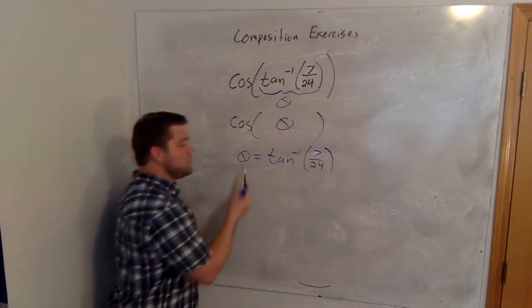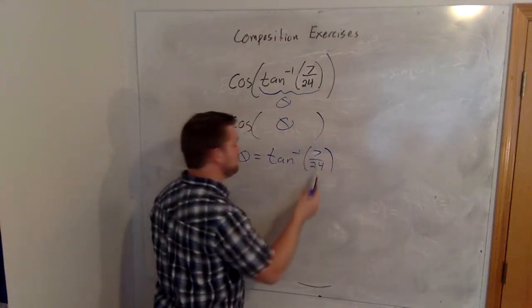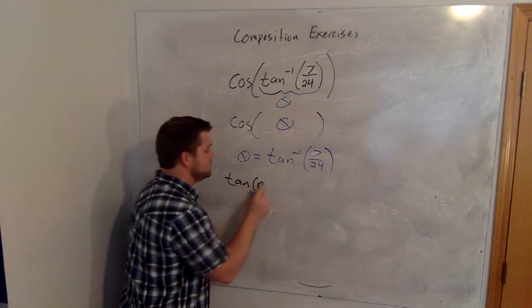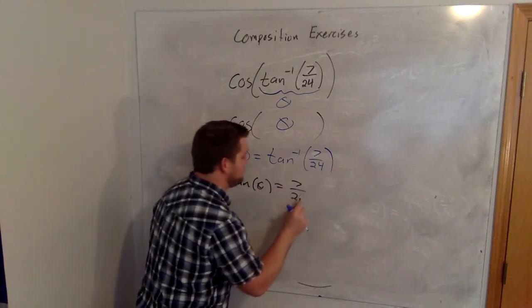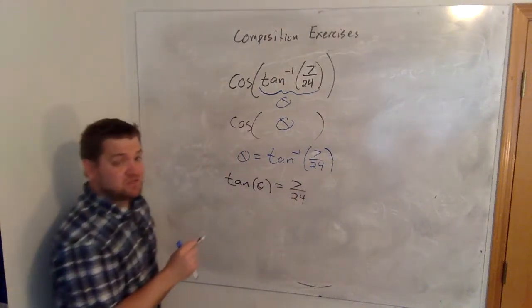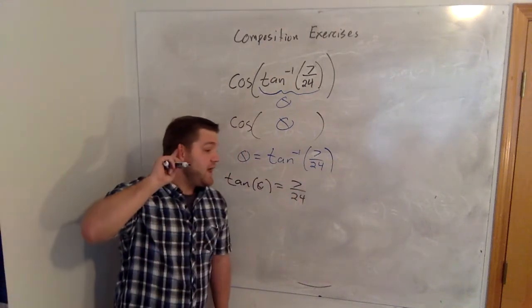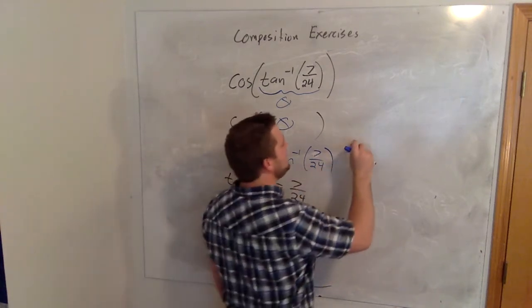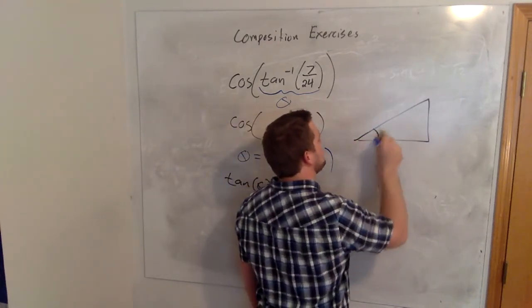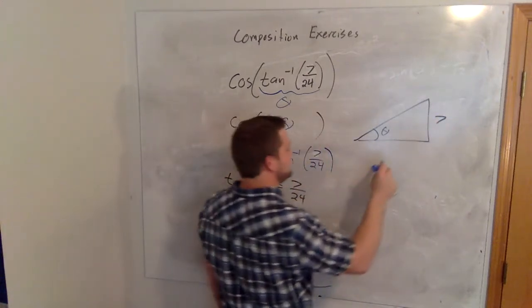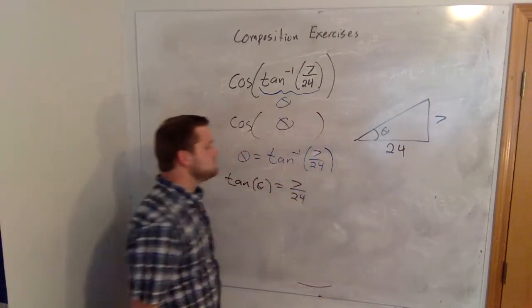It's saying, hey, if theta is the tan inverse of 7/24, then the tangent of theta is equal to 7/24. And remember, tangent is opposite over adjacent. So the opposite is 7, the adjacent is 24. Sweet! Let's draw it. Here's theta. Opposite is 7, and the adjacent is 24.